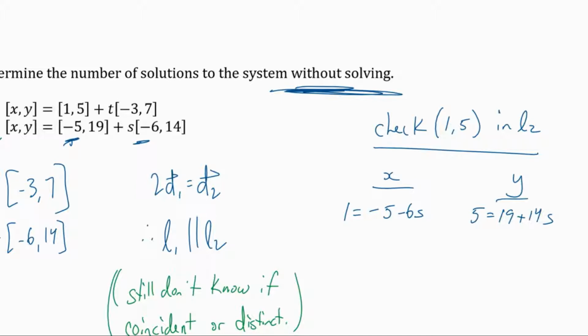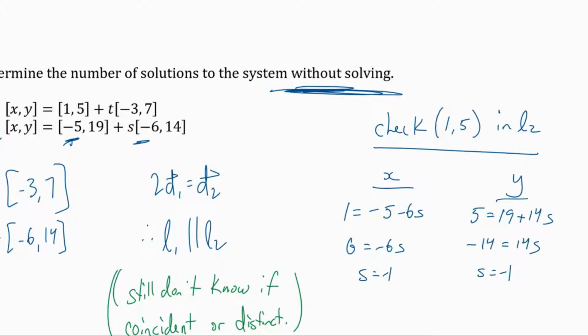What do these s's mean? Okay, so I'm going to move the 5 over. I'm going to solve for s. I get 6 equals negative 6s. So s is negative 1. I get negative 14 by subtracting 19 from both sides equals 14s. So s is negative 1. What does that mean? We've done this before. We've talked about this. Consistent parameter, consistent s.